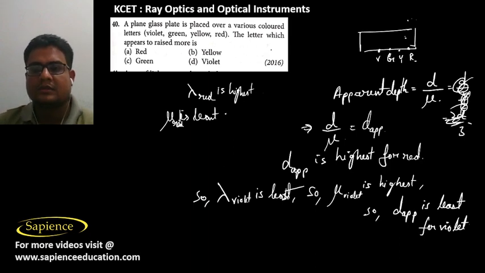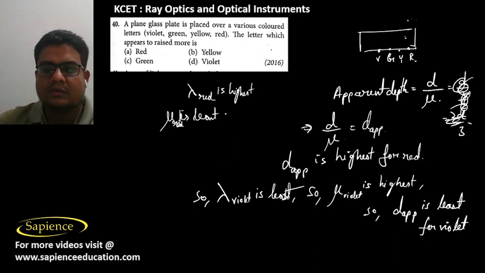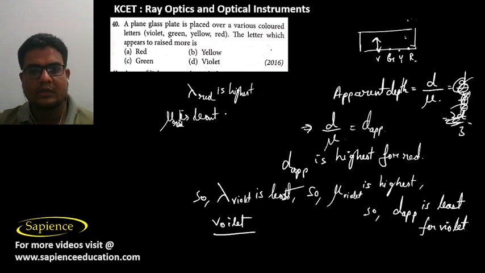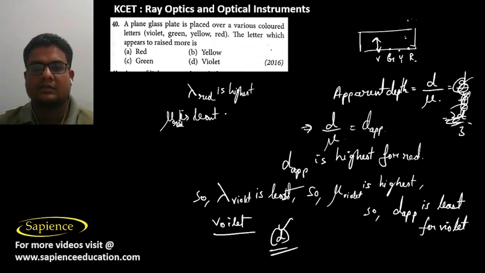So it means that the letter which is in violet will appear to be more raised. So the violet colored letter will appear to be more raised. So option D is the correct answer.